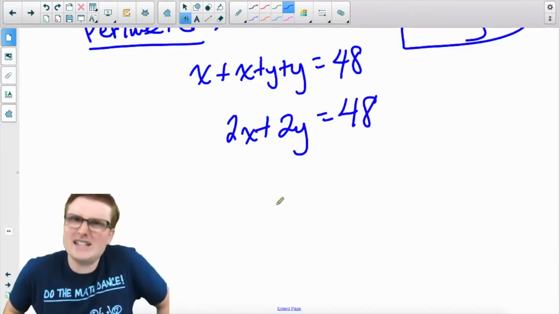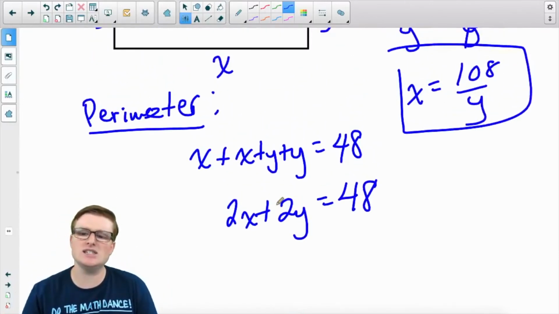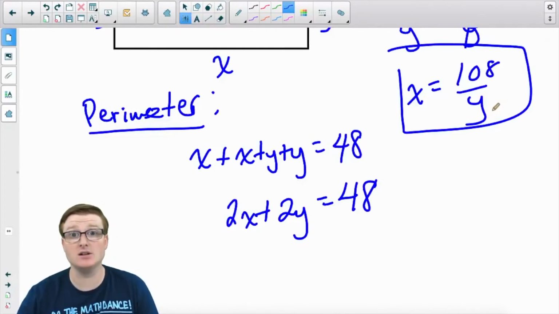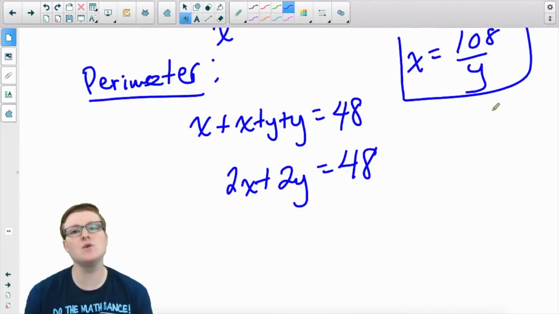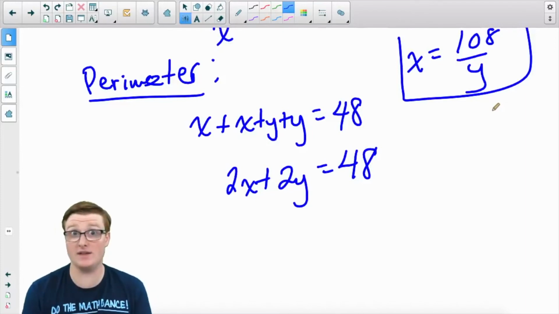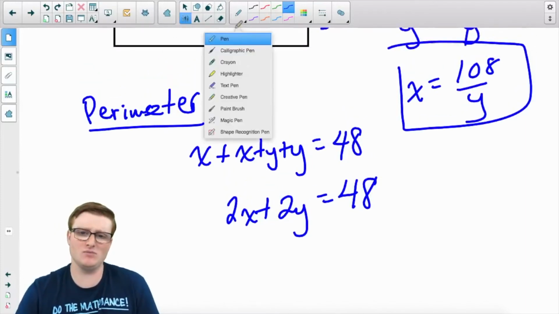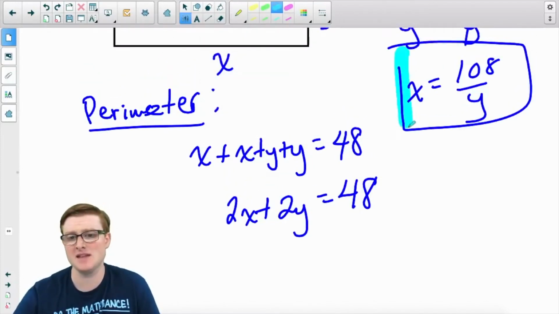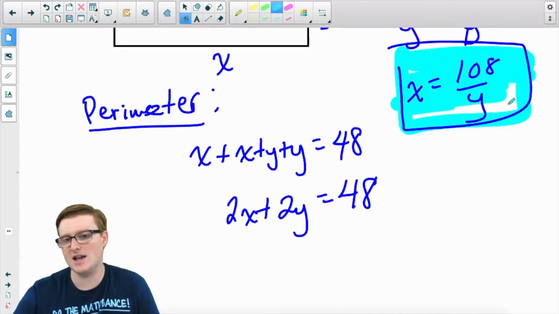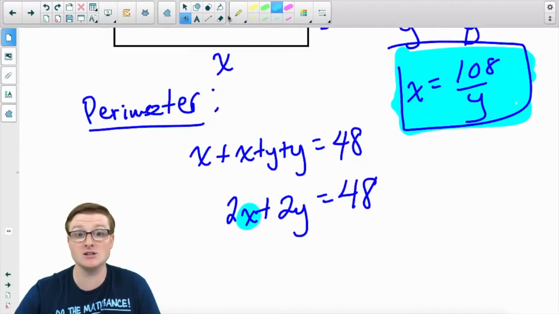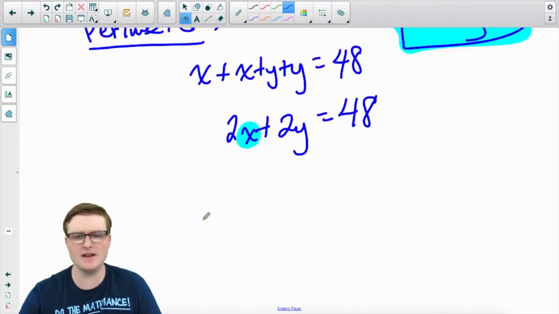But hold on a second, ladies and gentlemen. Didn't we just get the value of X to be 108 over Y? We need that, because you can't solve for two variables at once. You have to get rid of one of them. So what I said is, all right, well, they told me what the area is. Let's find X, and then we're going to plug this 108 over Y in for X just to solve for one of those variables. Fantastic.